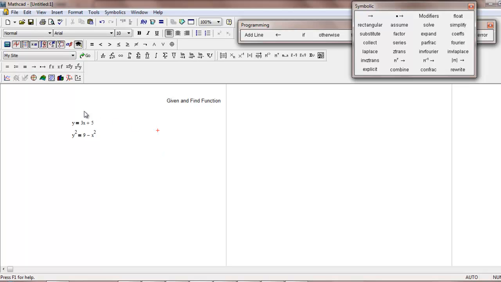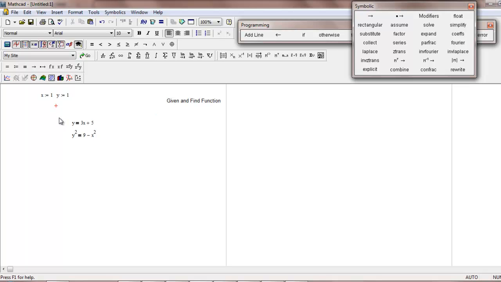Now the Given and Find function starts from the guess values. You have to define the guess value for x, and then you have to define the guess value for y. For example, let's say we define x is equal to 1 and y is also equal to 1. So you define x and y initially.